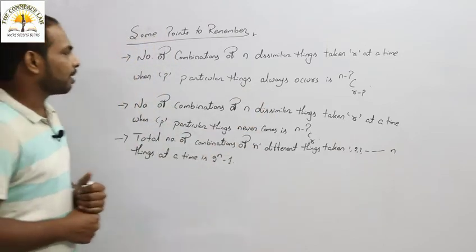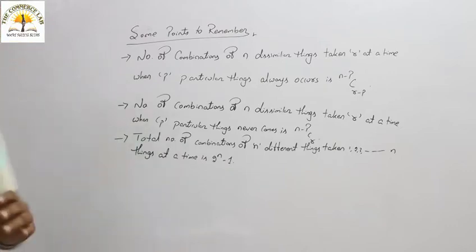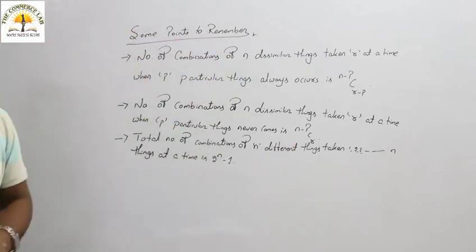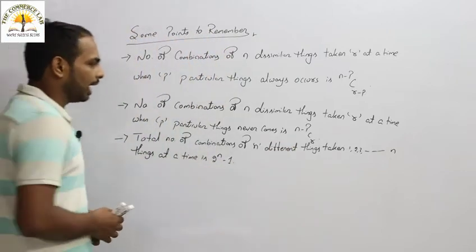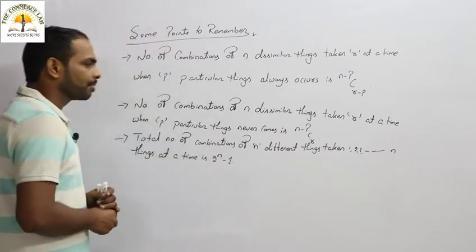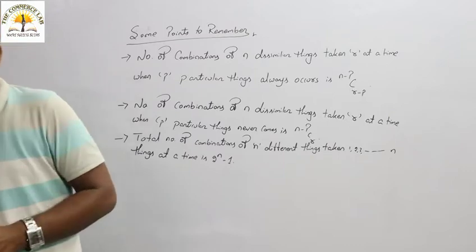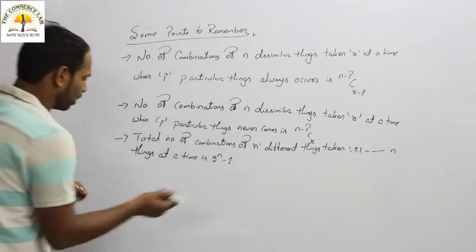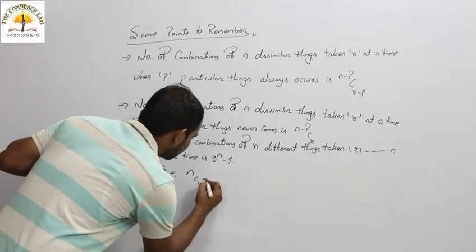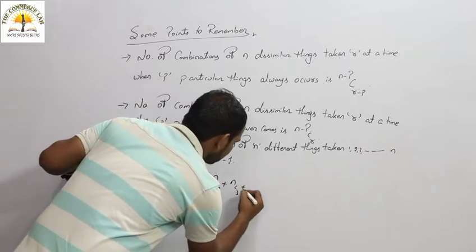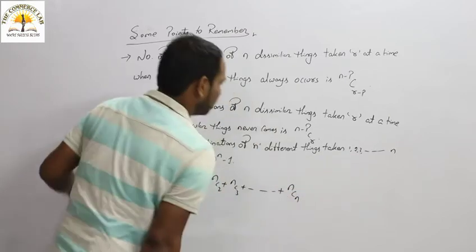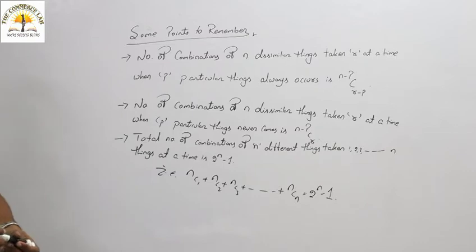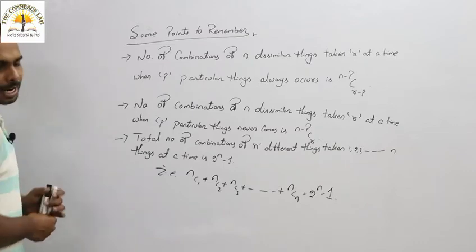Next, the number of combinations of n dissimilar things taken r at a time when p particular things never occur is (n minus p) C r. And the total number of combinations of n different things taken 1, 2, 3, up to n things at a time is nC1 + nC2 + nC3 + ... + nCn, which is equal to 2 to the power n minus 1.